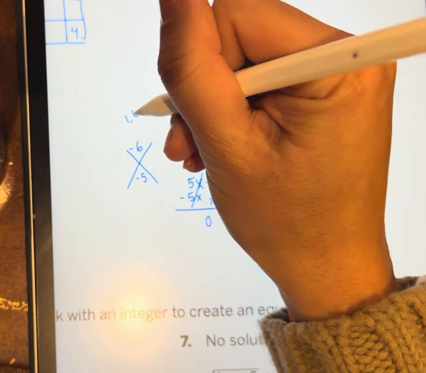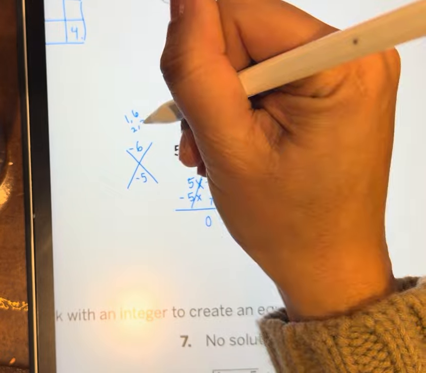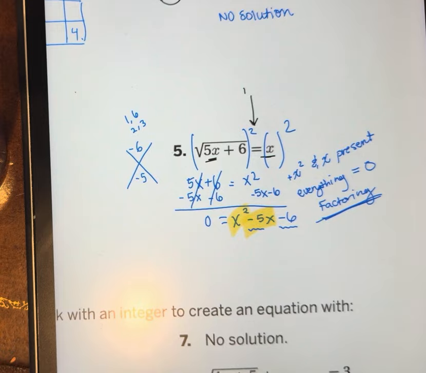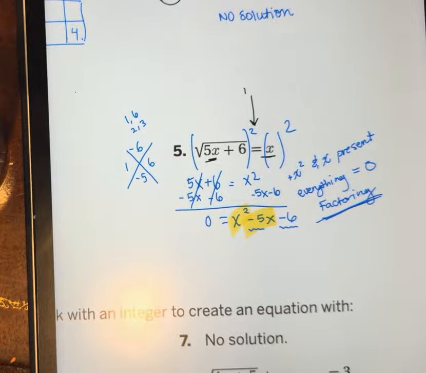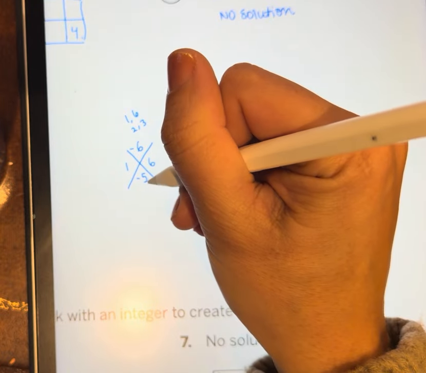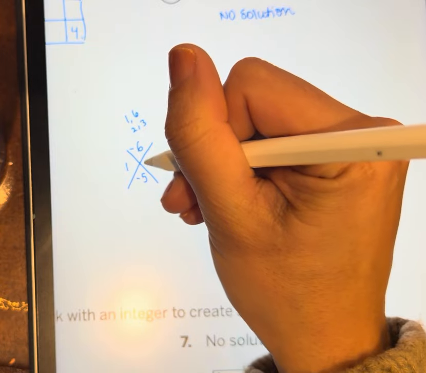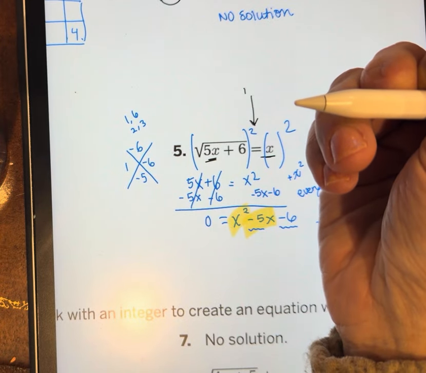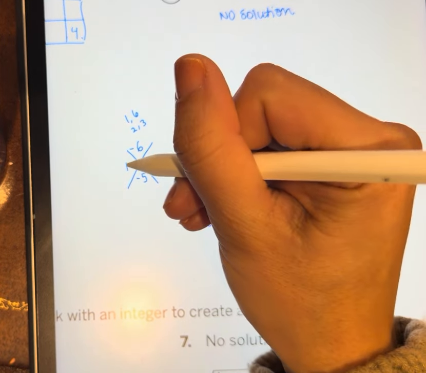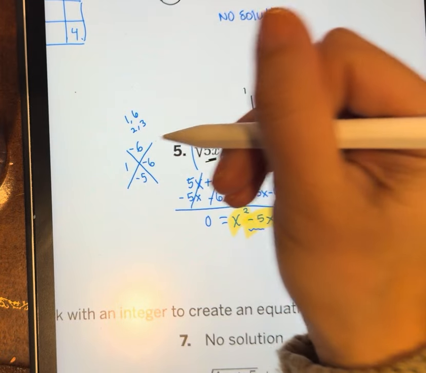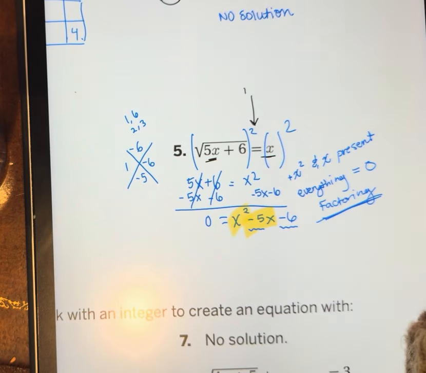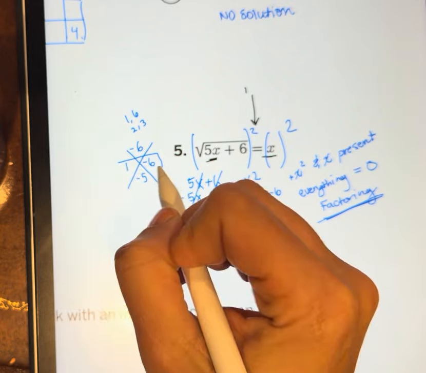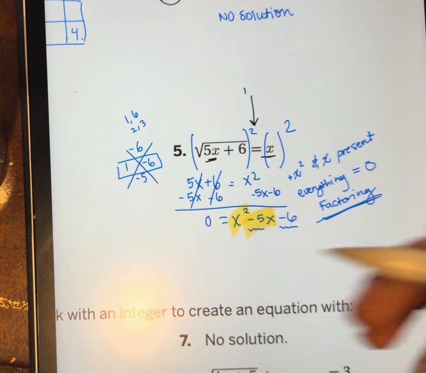That could be 1 and 6. It could be 2 and 3, all right? So just pick one, see if it works. So I'll start with 1 and 6. Now here's the deal. Since the 5 down here is a negative, the 6 must be negative. And then negative 6 times 1 is negative 6. And negative 6 plus 1 is negative 5. So this is it, these two numbers.